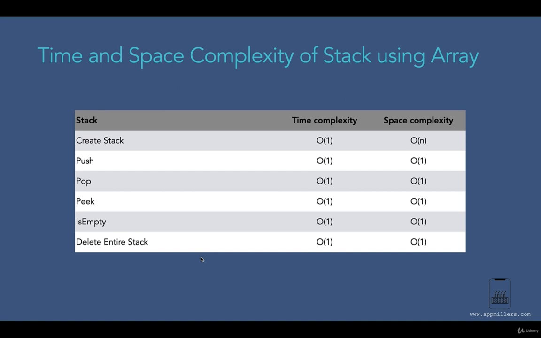Now finally, the last operation is delete entire stack. When we are deleting entire stack, we are just setting array to null. So we are just deleting all the contiguous cells from the memory in case of using array. So that's why this takes O(1) time complexity, and the space complexity is also O(1) because in this case we are just deleting all the contiguous cells from the memory. So that's why the space complexity will be O(1).